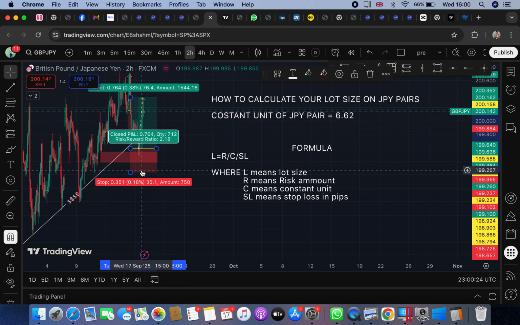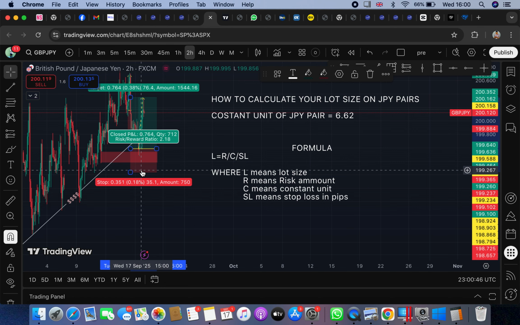Now, wanting to risk $50 doesn't mean you can just enter the market with any random lot size. You could use a lot size that, once you place it, boom, your account is gone. If you want to risk $50, it should be $50, nothing more than $50.